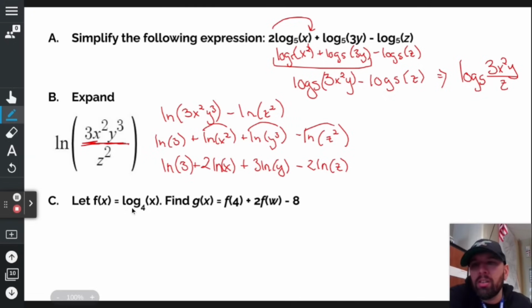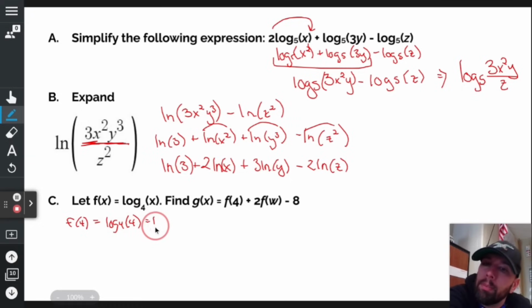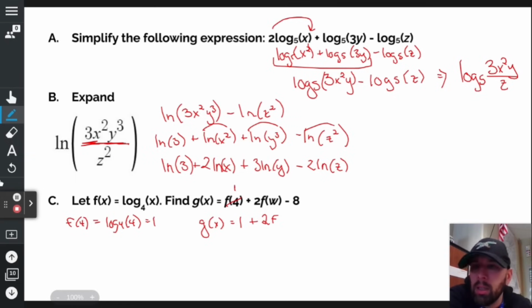Okay, let f of x equals log base 4 of x. I can handle that. Find g of x, which is f of 4 plus 2 f of w, so some random w, minus 8. Okay, f of 4 means let's go off to the side. f of 4 has me plugging 4 into that original function. So log base 4 of 4, fun fact, is equal to 1. So f of 4 is 1. So g of x is going to be 1 plus 2 f of w, which is log base 4 of w.